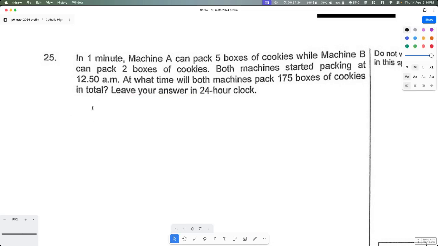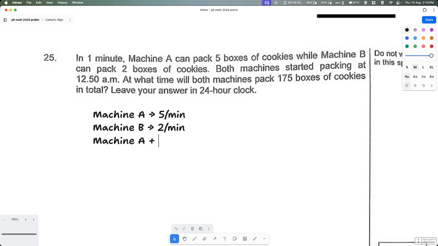Okay, so we know that machine A can pack 5 per minute. And then machine B, so we'll pack how many? 2 per minute. Okay, so that means if we have machine A plus B, this would then be 2 plus 5, which means this will be 7 boxes per minute.